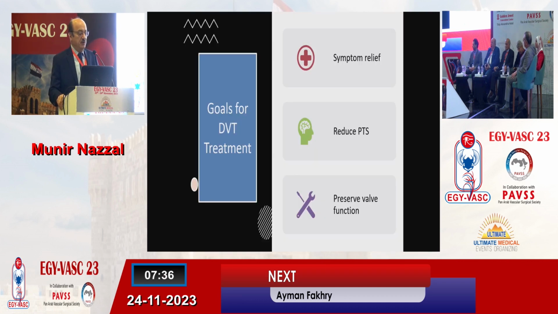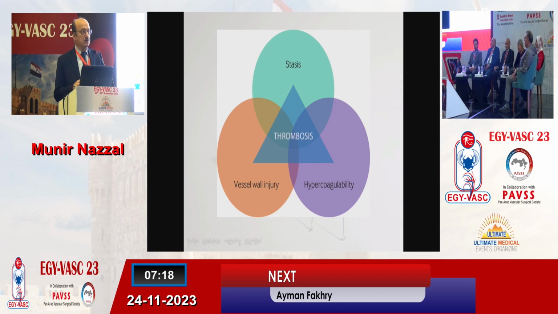Generally, when we treat DVT, we have one of three goals in mind: to relieve the symptoms or reduce the chance of post-thrombotic syndrome. And we tend to say we are trying to preserve the function of the valves. As we know, thrombosis is a mixture of three factors, and there are some of them, such as the vessel wall, that we might not change with the treatment. DVT may originate from a problem with the vessel, sometimes hypercoagulability and stasis. So which of those are really reversible? This is the question.